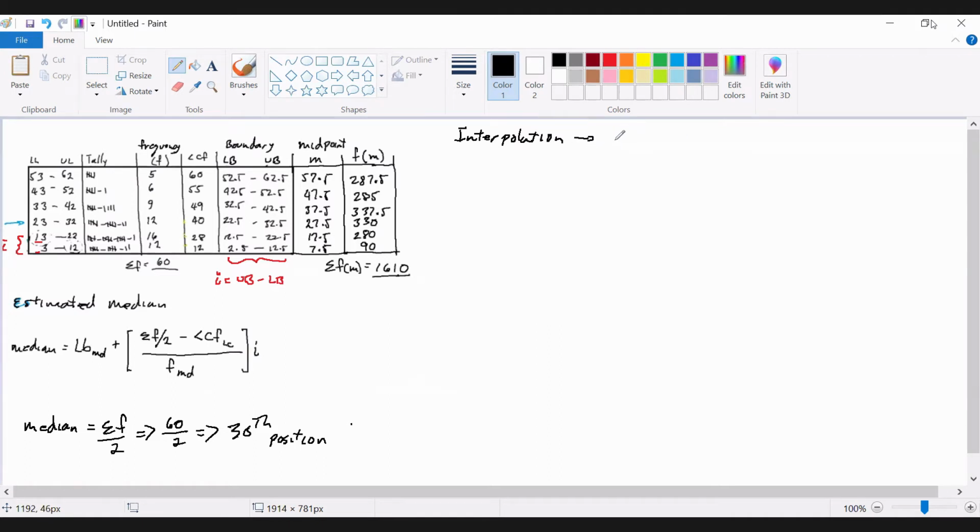Interpolation is now to estimate the value of a data point given its position using a very basic mathematical process known as ratio and proportion.